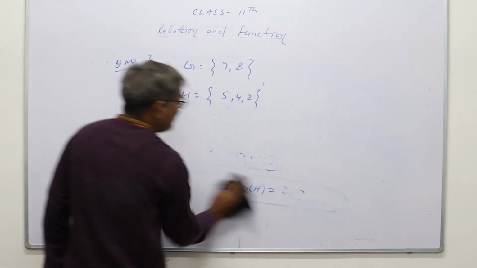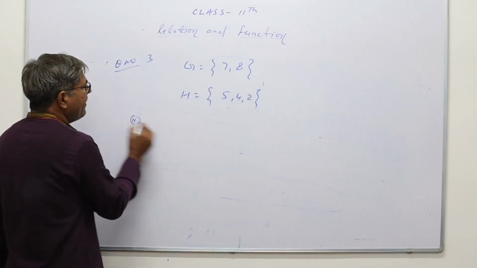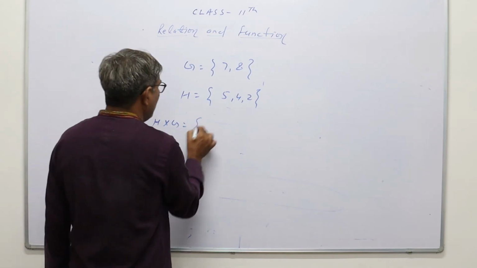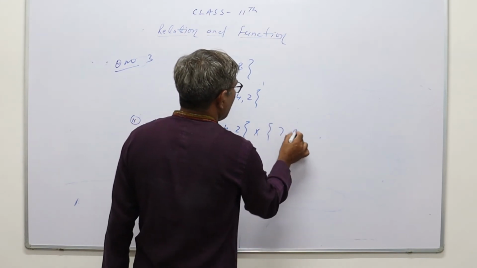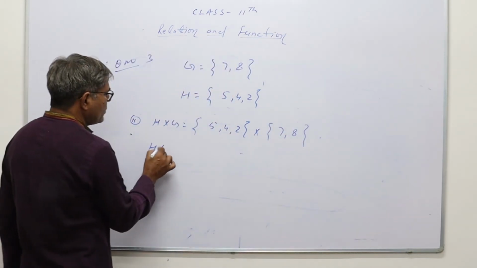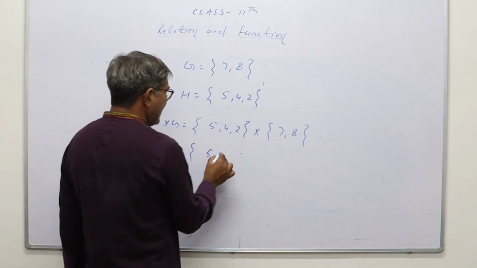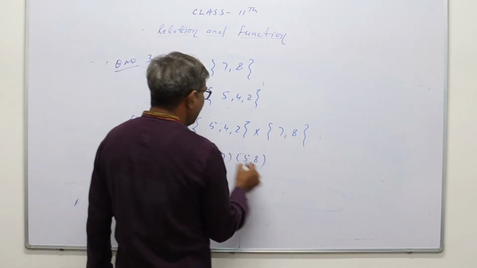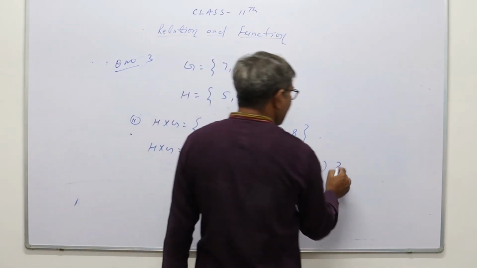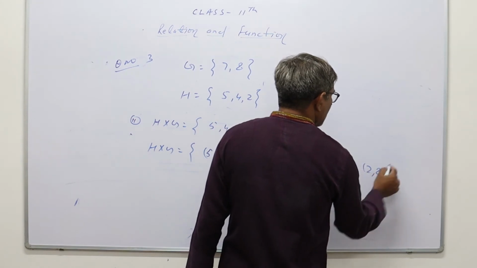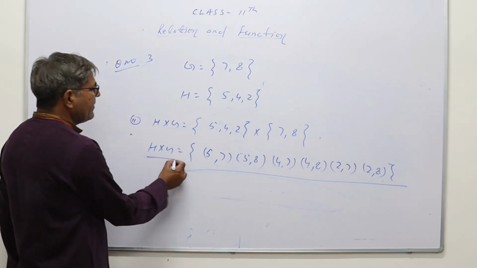We have to find the ordered pair of H with G. So first we will write the H. So second part, H cross G is equal to H, which is {5, 4, 2}, cross with G, which is {7, 8}. So H cross G will be equal to (5, 7), (5, 8), then (4, 7), (4, 8), then (2, 7), (2, 8). So in this way, we can write the Cartesian product of set H with set G.